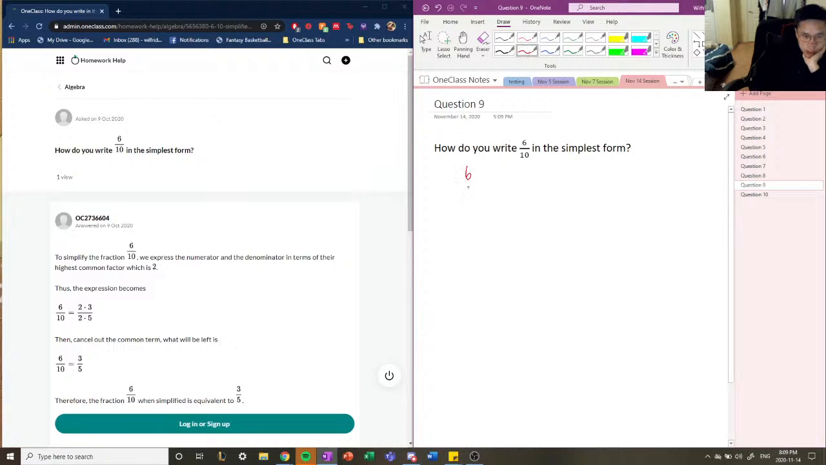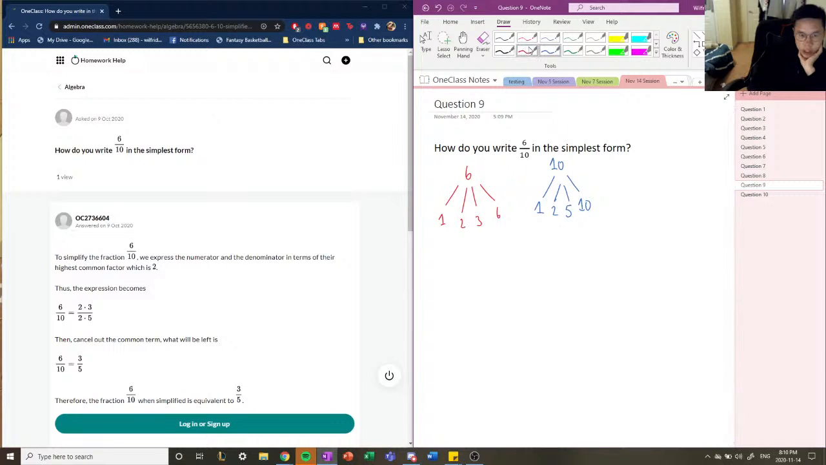Okay, let's think of the factors of 6. We have 1 and we have 6, right? What else do we have? We have 2 and 3. So those are the factors of 6. What about the factors of 10? We have 1 and 10 and 2 and 5.